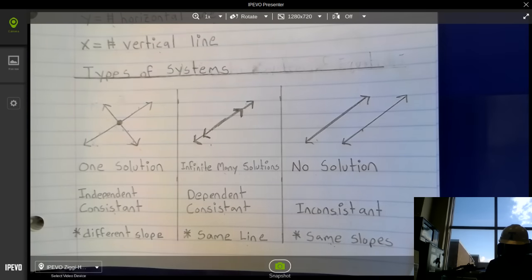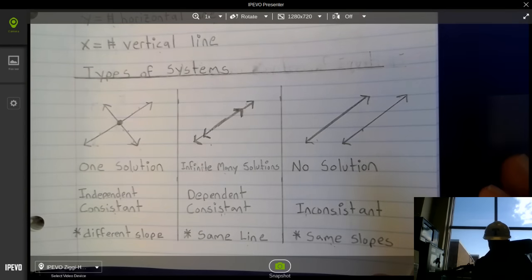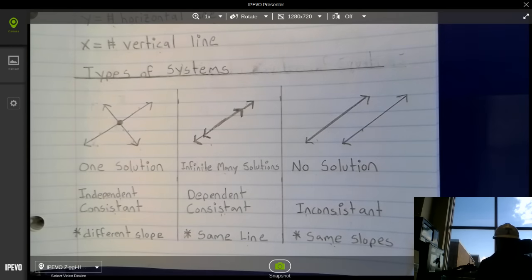Now, what I want you to do is come to class, and look up what it means to be consistent and independent, dependent and consistent, and inconsistent when it comes to types of systems. Then we'll have a class discussion about what you found. If you would, pause the video and update your notes. All right, now you've updated your notes. Let's look at the examples.